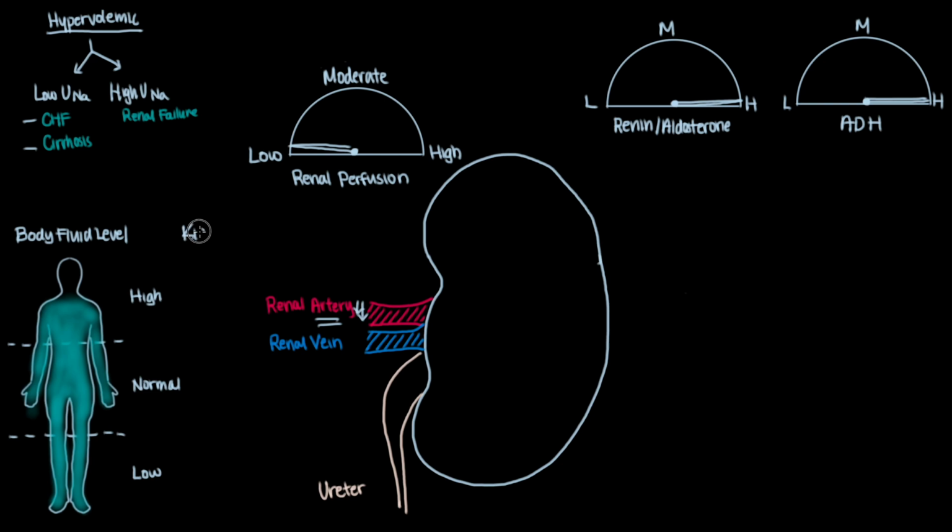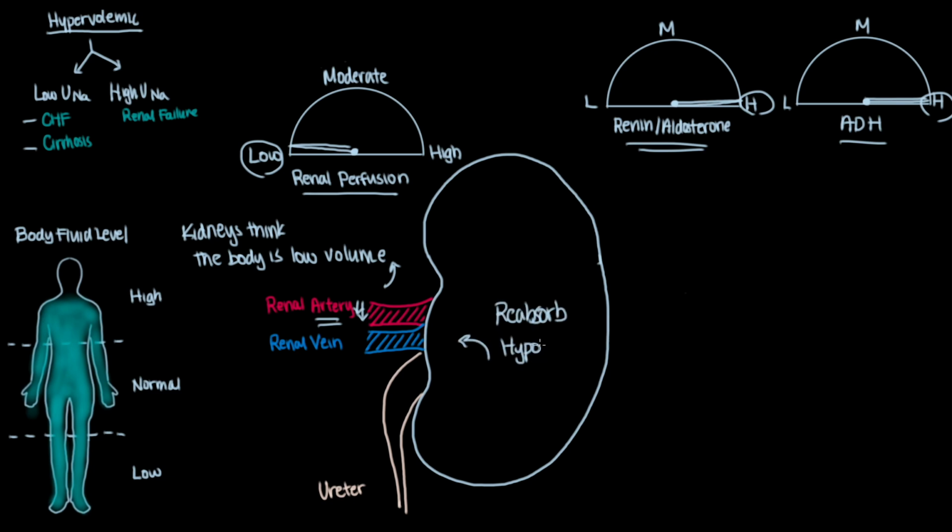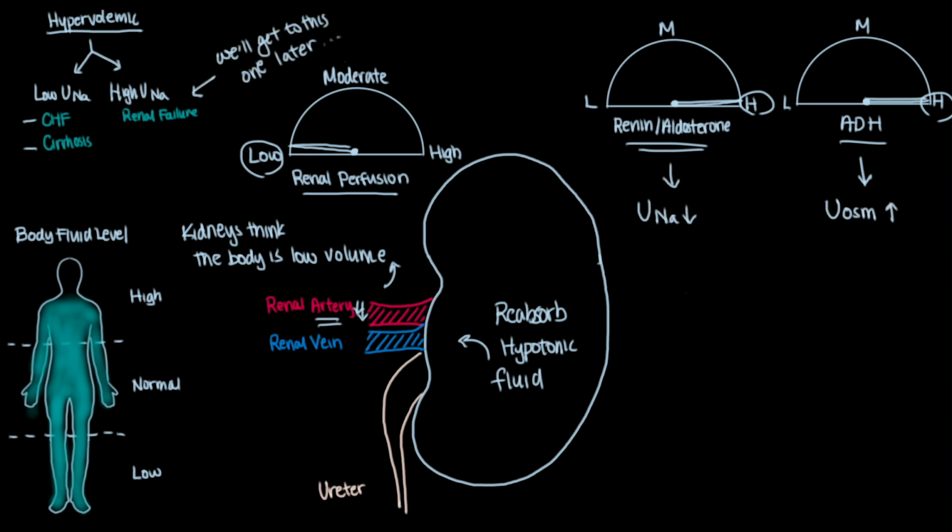So then again, although the body has excess volume, because the only thing that the kidneys see is poor perfusion, it'll think that the body is in a hypovolemic state and treat it as such by ramping up RAAS and ADH to full throttle and reabsorb hypotonic solution again, leading to hyponatremia. And just like in the hypovolemic state, the kidneys make high osmolarity, concentrated urine, but with low urine sodium concentration.